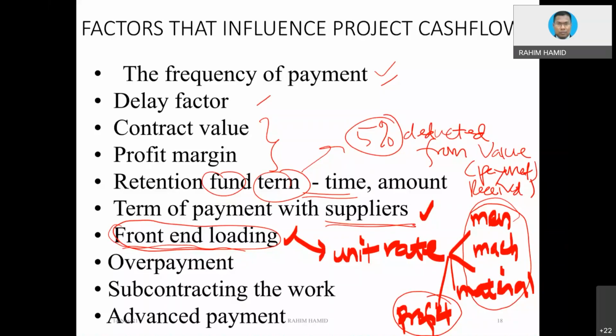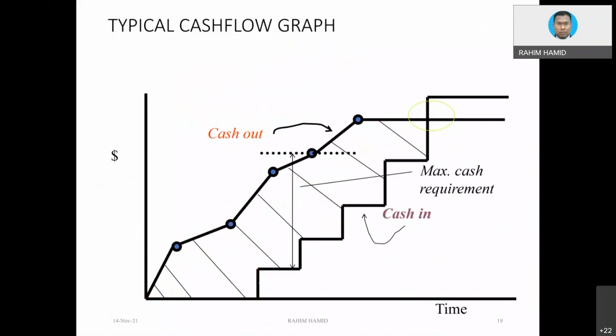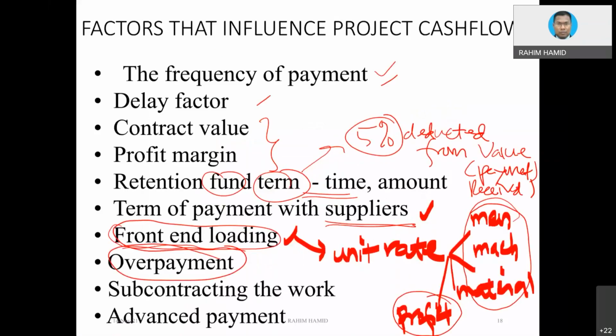Okay, overpayment. What is the purpose of overpayment? How do you get overpayment? If you get overpayment, it means this graph will be higher, isn't it? So when this graph is higher, then you reduce the cash requirement. That is the idea. How do you get overpayment? Well, the only way is to claim more than what you actually do.